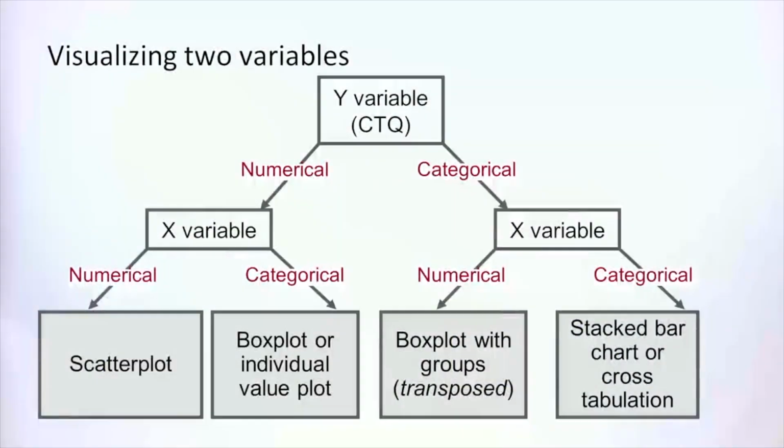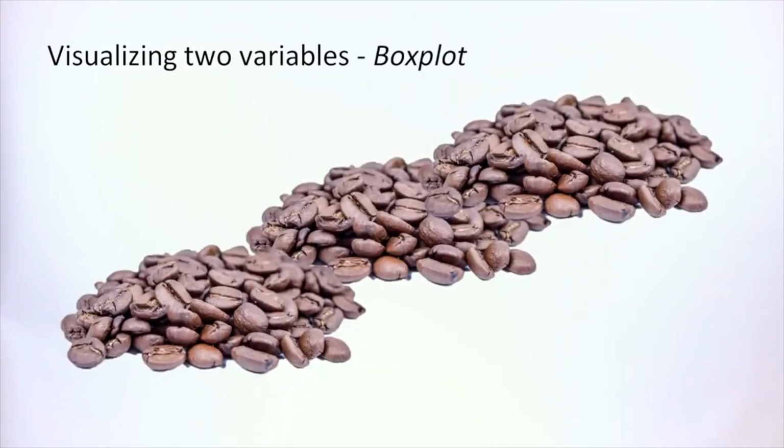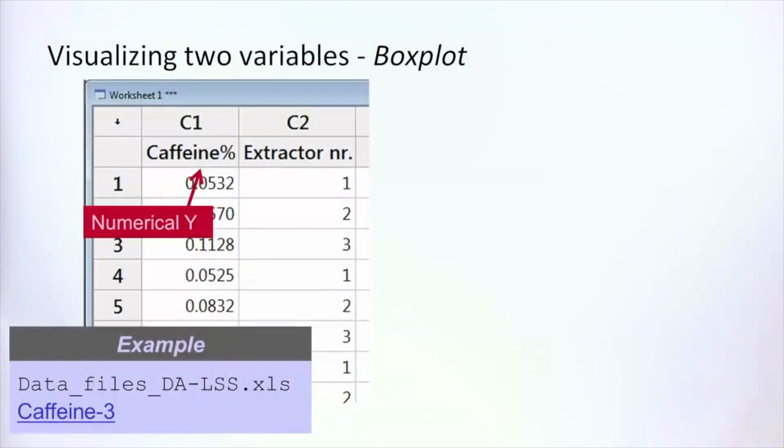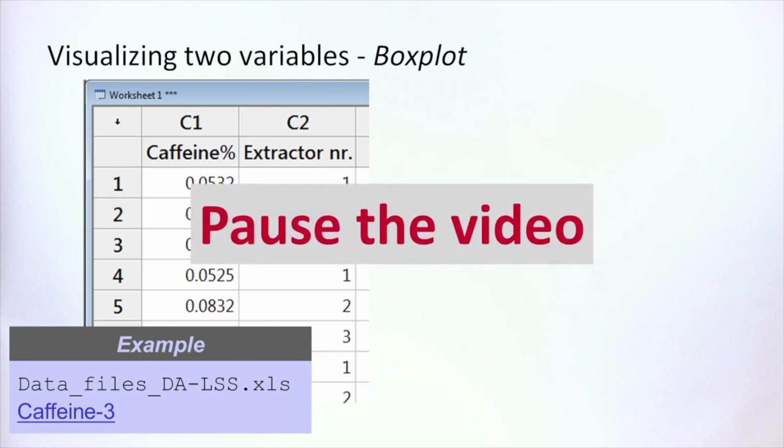If we have a y variable that is numerical, but an x variable that is categorical, we can make a box plot or an individual value plot. Let's go back to our example of coffee. The caffeine content in the coffee is still our y variable CTQ. However, now I'm studying a different influence factor. I study the extractor number, the machine number which the coffee is put into. This is a categorical influence factor, or x variable. Now, pause the video, load the data before you continue.